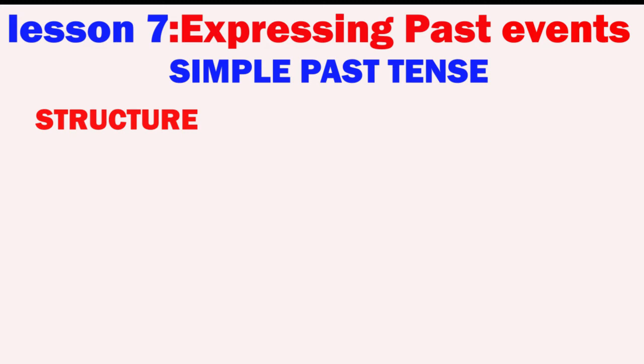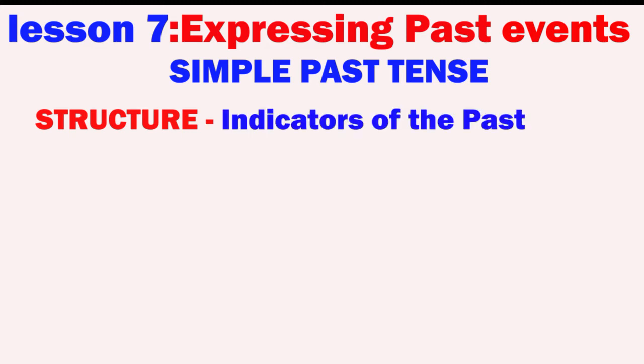First of all, you need to take into consideration the indicators of this simple past tense. The first one is the word yesterday. Okay, we are using the word yesterday to indicate that the action that we are talking about is of the past. And in Swahili, the word yesterday means jana. So yesterday is acting as an indicator of the past event or past action.